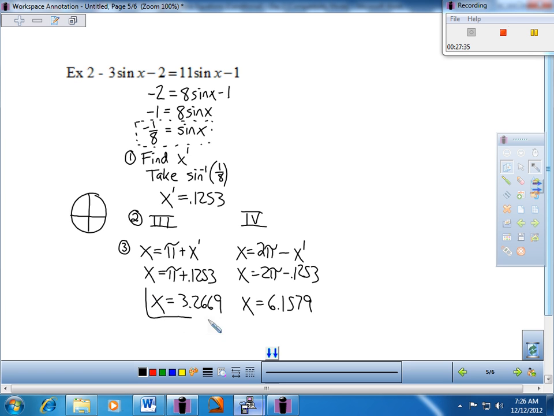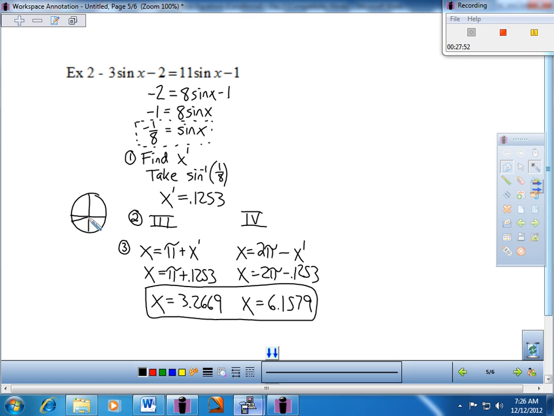I'm going to box that up. And let's take a look at that graphically for just a second, and then we'll pick up the calculator and see it as well. So picture, if you would, about 3.27 radians, somewhere in there. That would be right about here, just past pi.